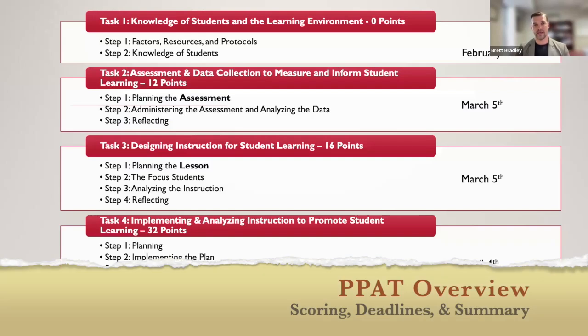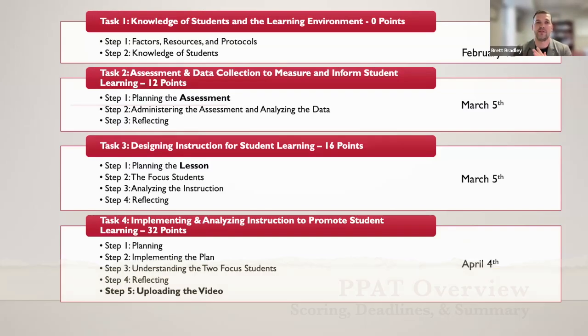There are 4 tasks, as we mentioned, in the PPAT. Task 1 is all about the knowledge of students and the learning environment. Unfortunately, for you, task 1 is worth 0 points. Okay, you need 38 points to pass. 38 points to pass the PPAT. Task 1 is worth 0 points.